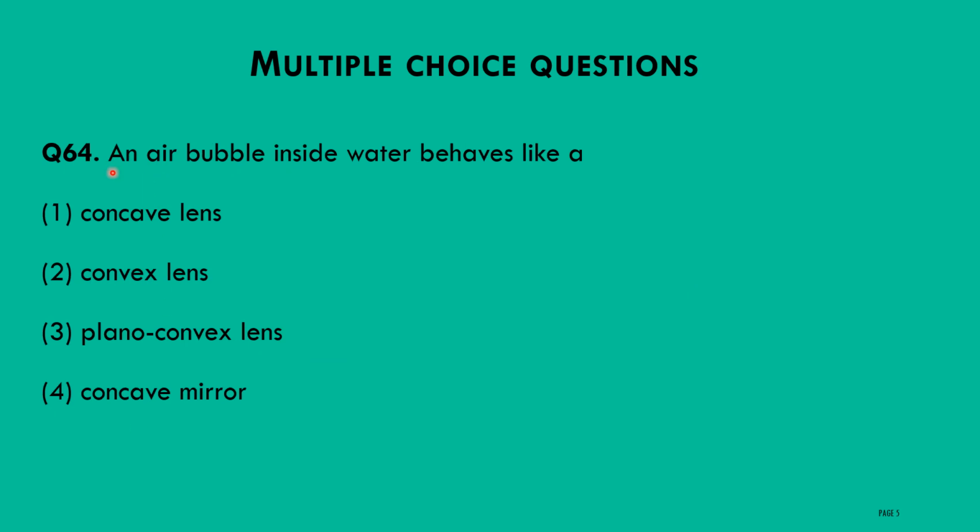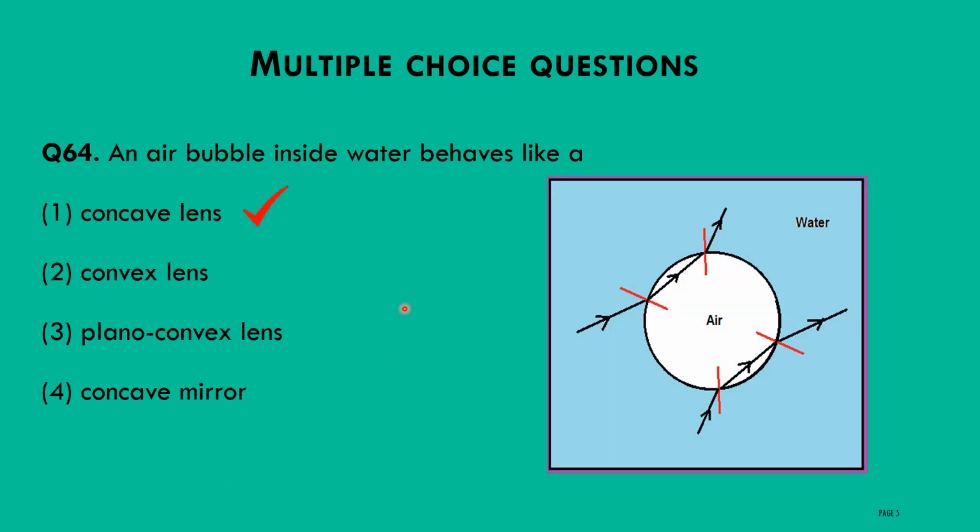Question number 64. An air bubble inside water behaves like: first option, concave lens; second option, convex lens; third option, plano convex lens; fourth option, concave mirror. Let us see which is the correct answer. The correct answer is concave lens. Here you can observe two types of medium. Here water is the medium, here air is the medium. Already you know, when light rays enter from one medium to another medium, they get refracted. At this point also it will get refracted.